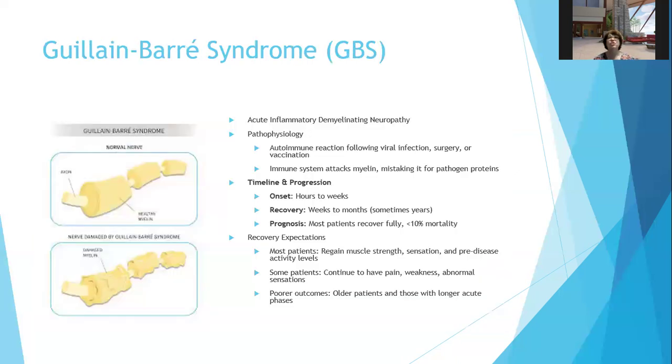Guillain-Barré syndrome is an acute inflammatory demyelinating neuropathy. So we talked about MS as being a central nervous system inflammatory demyelinating disease. Guillain-Barré is like the peripheral version.